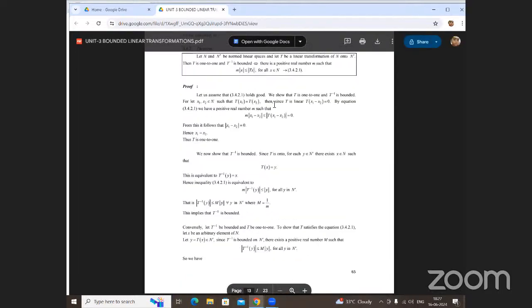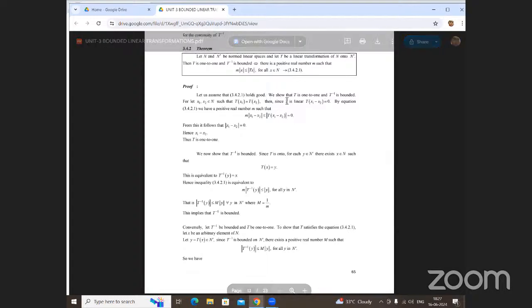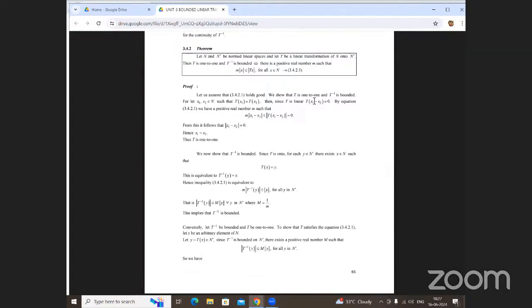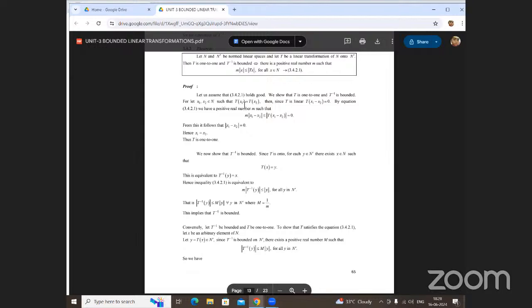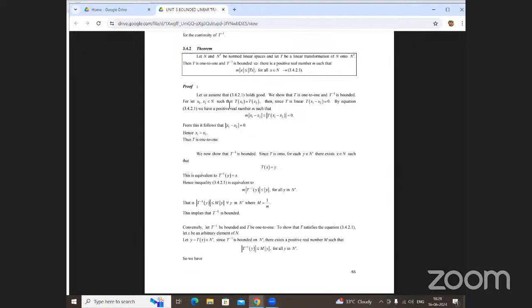According to this, the first equation holds good, because T is one-to-one and onto. At the same time, the inverse of the transformation is also bounded. So first of all, take any two elements x1 and x2 belonging to the normed linear space N, with T of x1 equal to T of x2. Then T of x1 minus T of x2 equals 0. By the linearity property, T of x1 minus x2 equals 0.